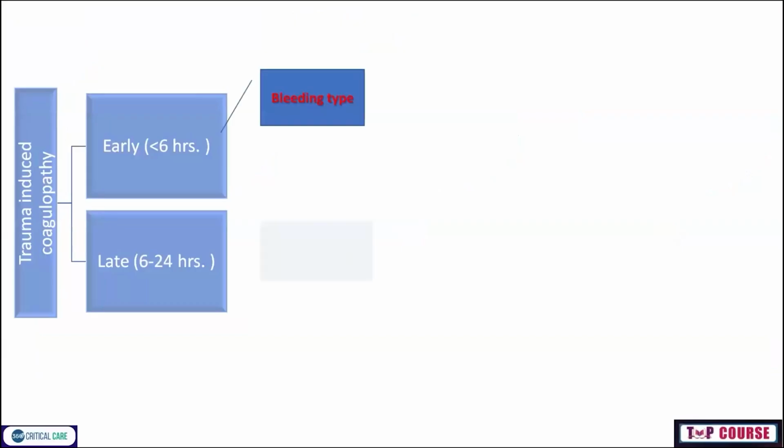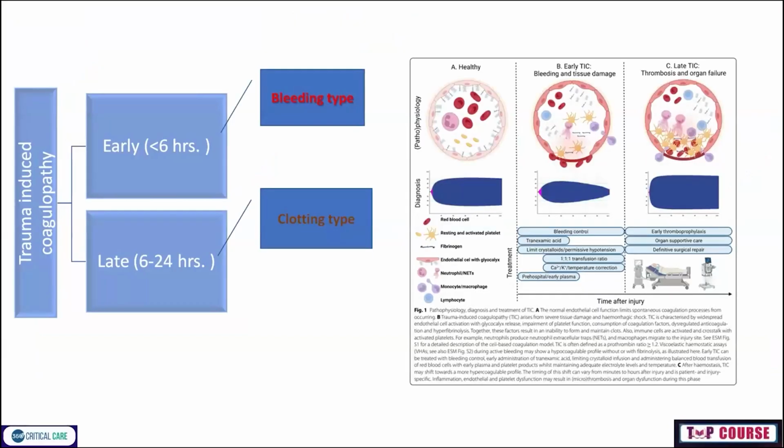If they ask you stages, you can write that, and you can also write that it is categorized as early TIC and late TIC. Early TIC is usually less than 6 hours. It is usually of the bleeding variant. The late TIC is usually between 6 to 24 hours.